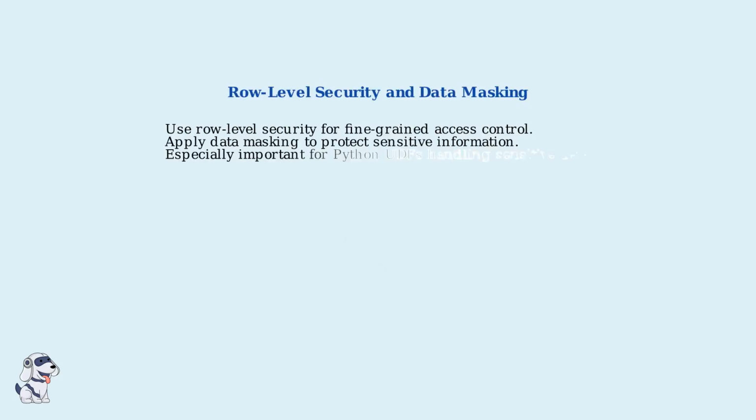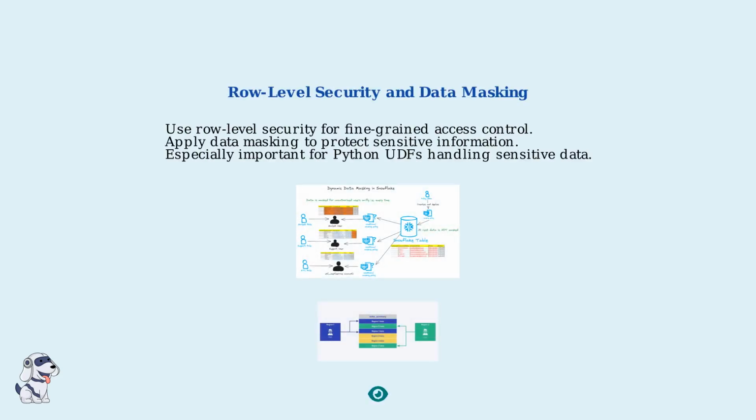Leverage Snowflake's row-level security to control access at the individual row level within tables. This is crucial when different users should see different subsets of data based on their role. Additionally, implement data masking policies that automatically obscure sensitive information like personally identifiable data during query execution. Data remains unmasked at rest, but is protected on the fly. This is particularly important when using Python UDFs that process sensitive data.